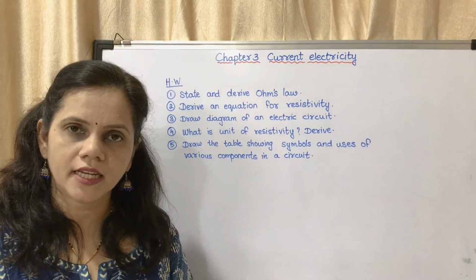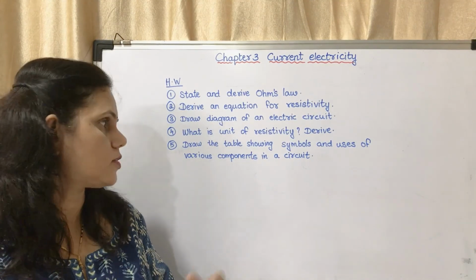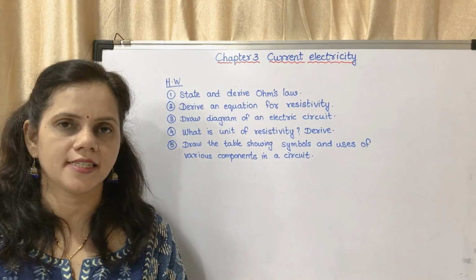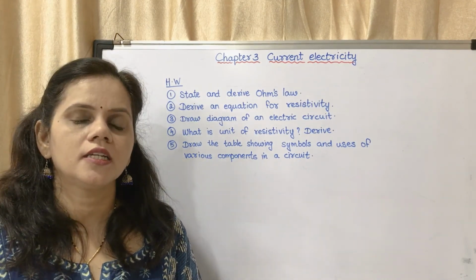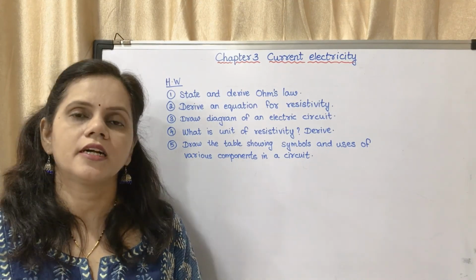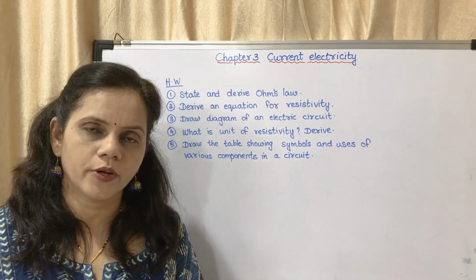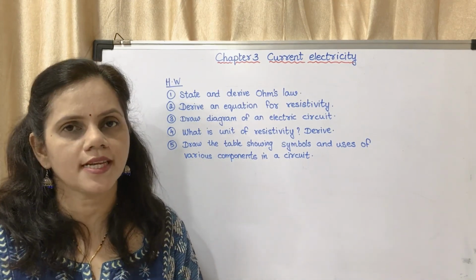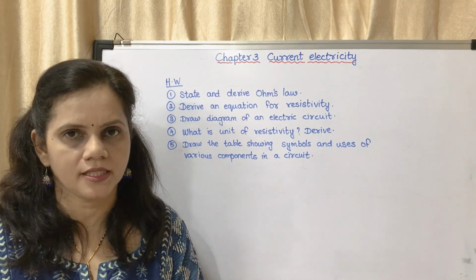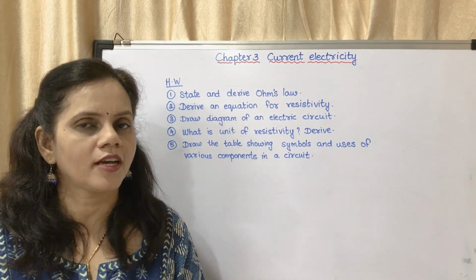I had solved it and shown. You may write this in your notebook, in your textbook also, and draw the table showing symbols and uses of various components in the circuit. You have to learn the uses and the symbols of various components in the circuit. The question which will be asked is, they will give you the name of the components and they will ask you the uses or the symbols, or in the form of a match the following question. So you may go through it today itself and get thorough with it. Okay, thank you.